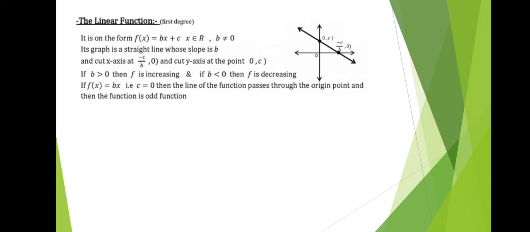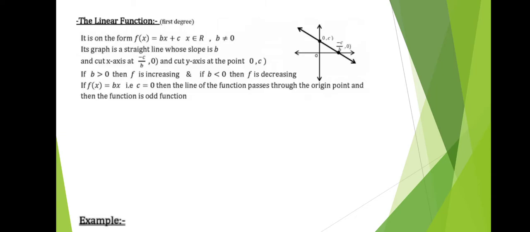The slope here is b, and it cuts the x axis at the point negative c over b and 0, and cuts the y axis at the point 0 and c. If b is bigger than 0, then the function is increasing. If b is smaller than 0, the function is decreasing. If f of x equals bx, for example c equals 0, then the line of the function passes through the origin point and the function is an odd function.